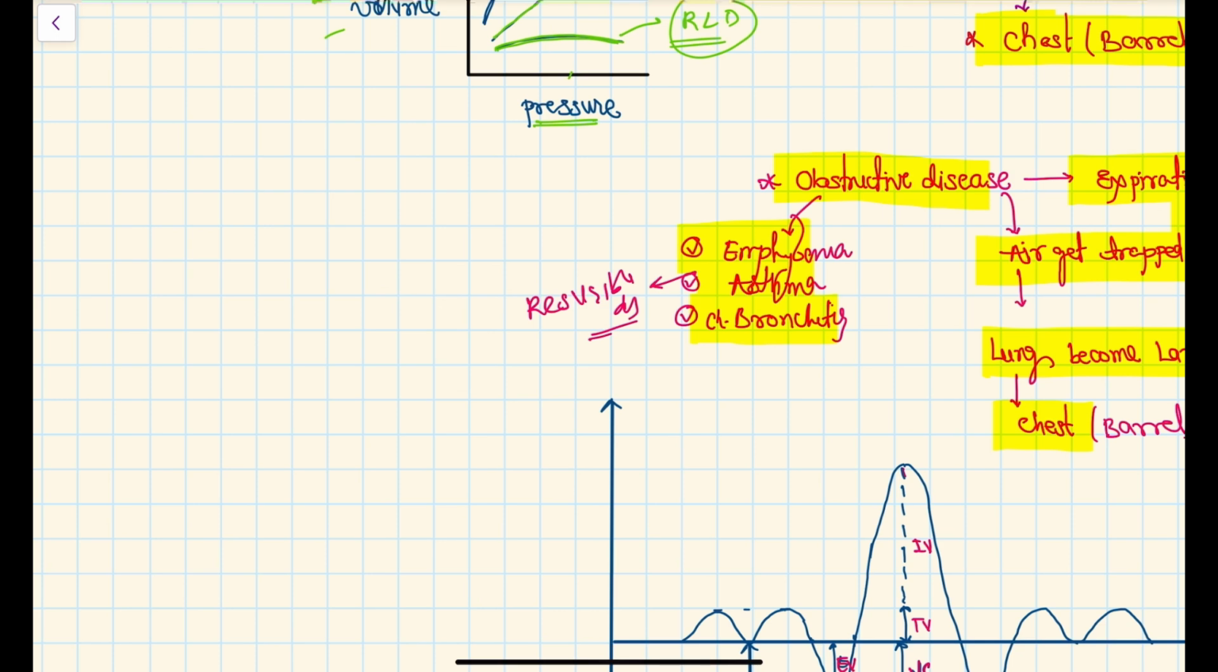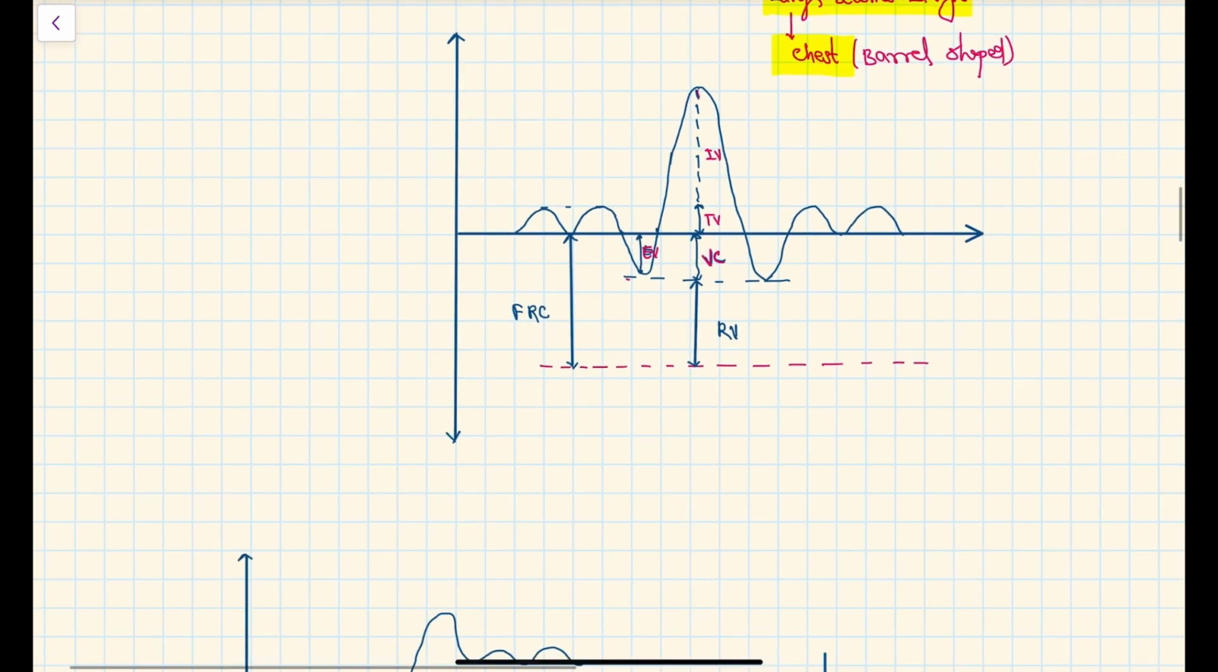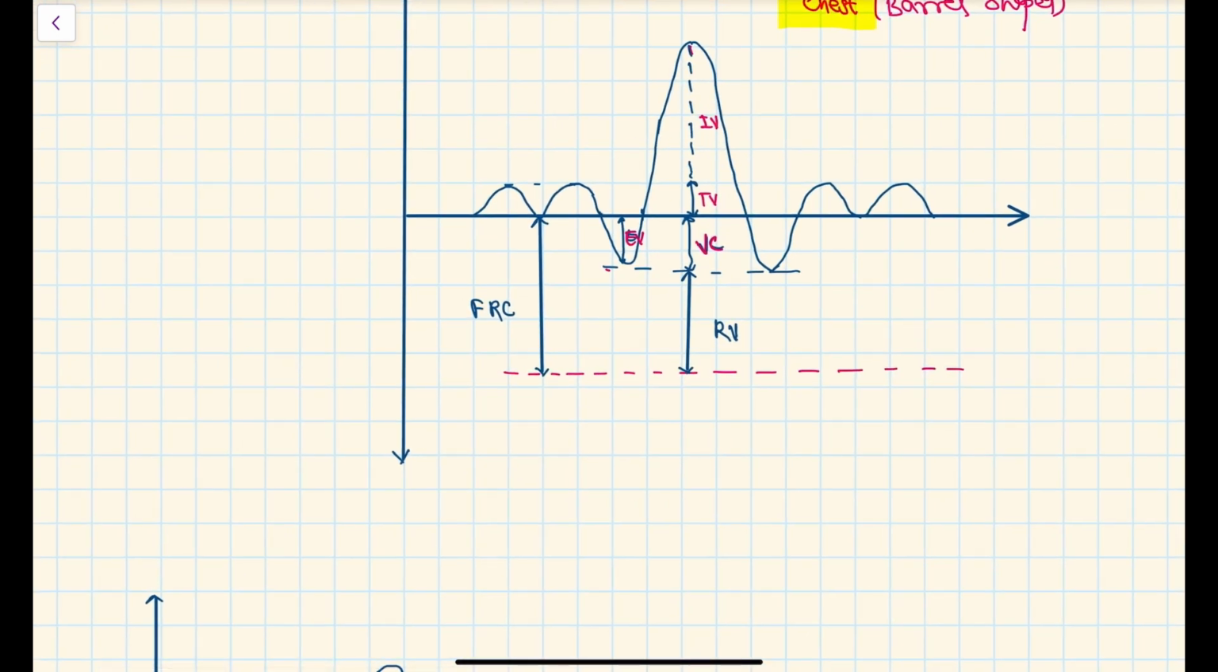Okay, coming to the PFTs, this is a normal pulmonary function chart. See here, this is a wave chart, it shows the spirometric reading. This is the tidal volume. Okay, and this is the inspiratory volume. This is the vital capacity complete. This is the expiratory volume. This is the residual volume, and this is the functional residual capacity.